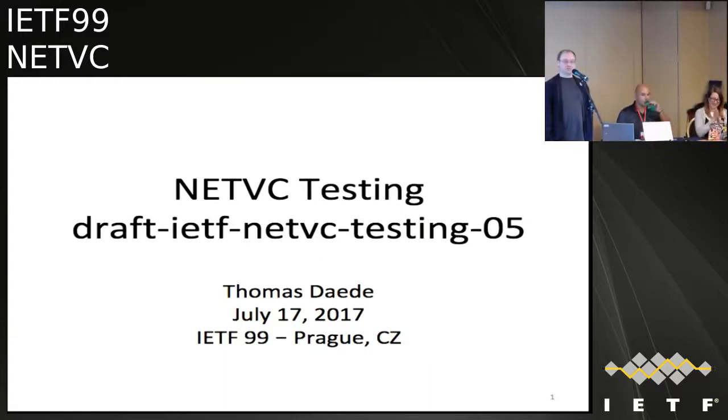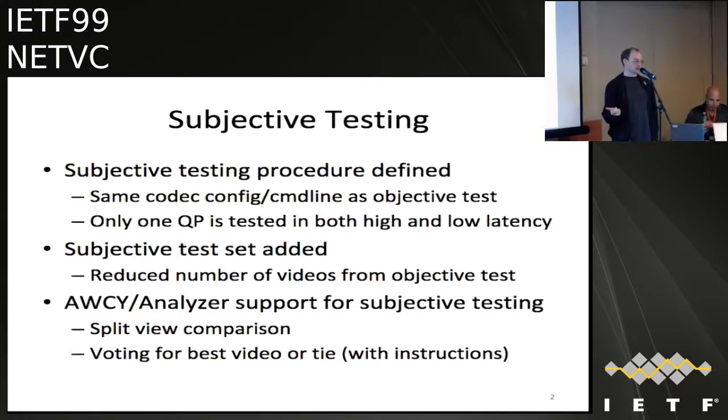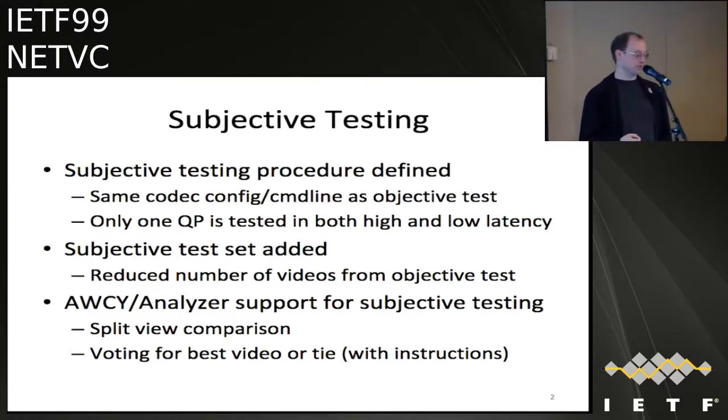So there hasn't been a lot of changes to the testing document. What we have done is gone through and started exercising some of the subjective test portions of it. So it's a subjective testing procedure defined. Basically, we're using the same codec and command line configuration as all of the objective tests, but we only select one quantizer for both high and low latency to test visually. They added a subjective test set, which is basically just a small subset of the full objective test set because we have to actually manually look at these, so smaller is better.